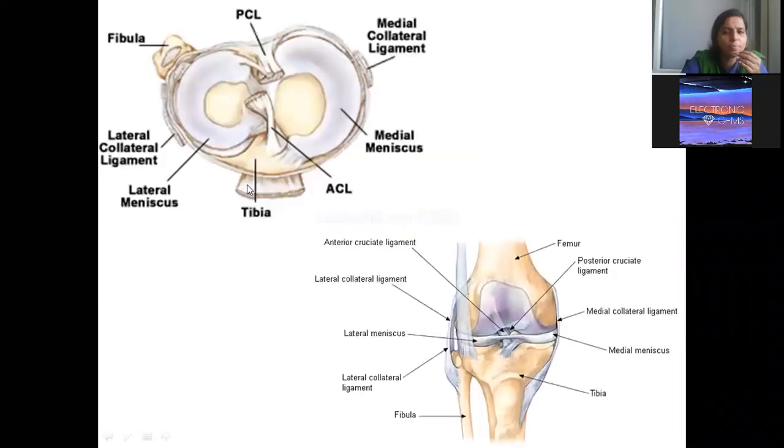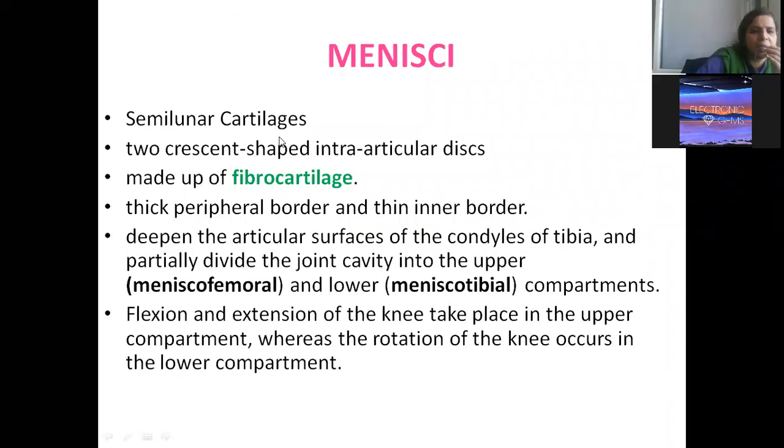Generally, these menisci, as I told you, are fibrocartilage. Just see, this is the anterior end, this is the medial meniscus, and this is the lateral meniscus. These are semilunar cartilages, two crescent-shaped intra-articular discs made up of fibrocartilage, with a thick peripheral border and thin inner border. They deepen the articular surfaces of the condyles of the tibia, something like the glenoid labrum and acetabular labrum, which deepen the sockets. Similarly, these menisci deepen the condyles of the tibia.